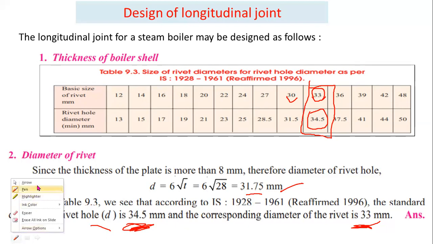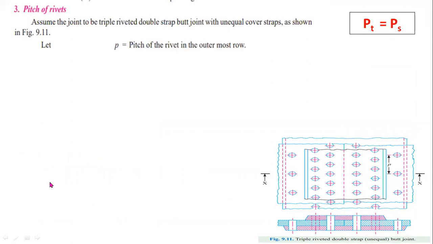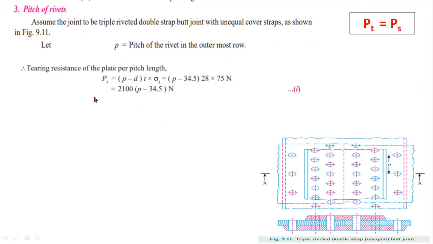Now coming to the third step, that is pitch of rivets. For determining the pitch of rivets, you have to equate these two values. Pitch means the distance between two successive rivets. For determining the value of pitch, you have to use the PT and PS formulas. This is the value of PT, the tensile strength or tearing strength. Tearing strength PT equals p minus d into t into sigma t.